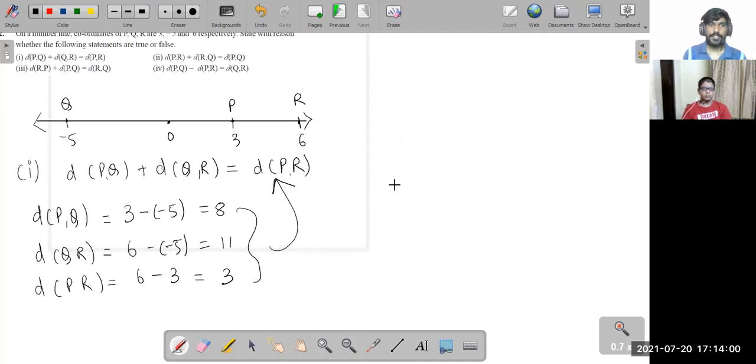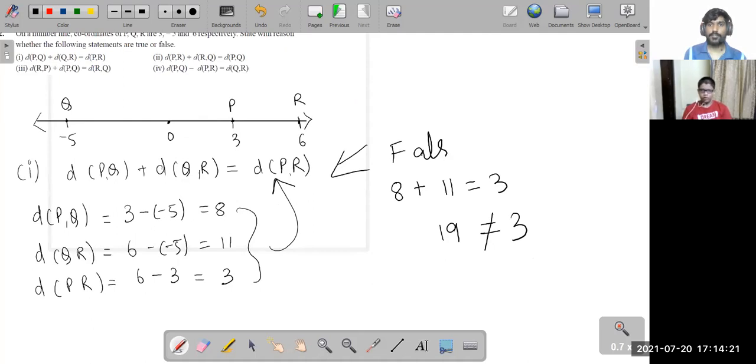So distance PQ is 8. On the left hand side, PQ plus QR, 8 plus 11, is 19, and distance PR is 3. 19 is not equal to 3. So LHS is not equal to RHS. Therefore, the first statement is false.